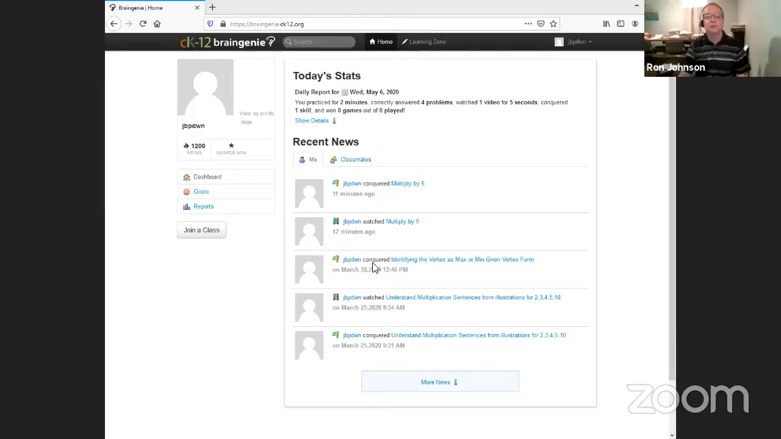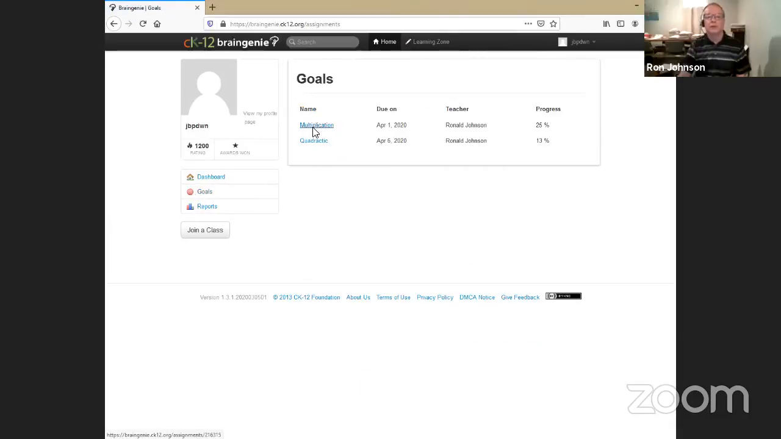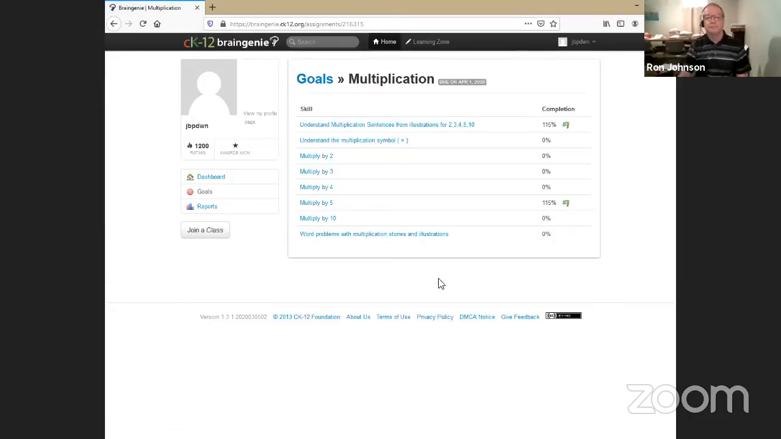Now, this is just showing recent news. There's not a whole lot of news here because I don't use it as a test student very often. But what's important is on the left is the goals, because here you'll find what your parent or your teacher has set out for you. And here's multiplication and quadratic. And that's because I gave some of my students quadratics and some of my students multiplication. I was testing it out here. So if we click on multiplication, you'll see what's been assigned. There's more than that available, but so far I just put this in for the student.